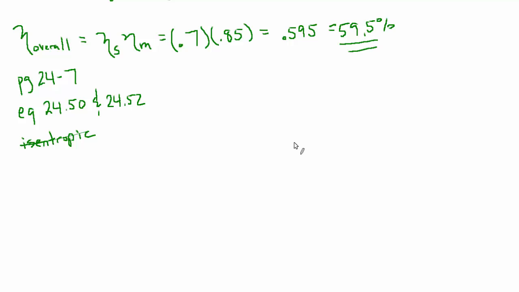So looking at these two equations, we have delta H equals Cp delta T. And in this equation, we don't know delta T because we don't know T2. We only know the inlet temperature, but we don't know the outlet temperature.